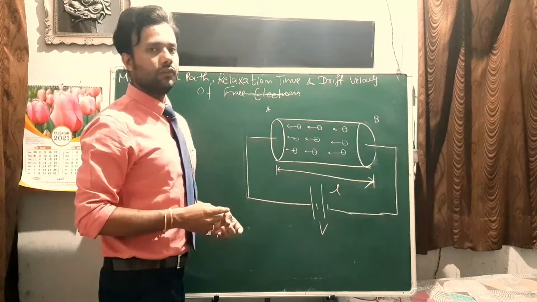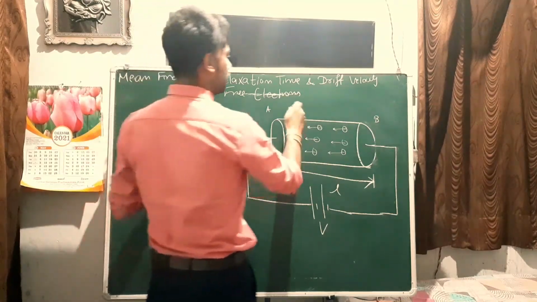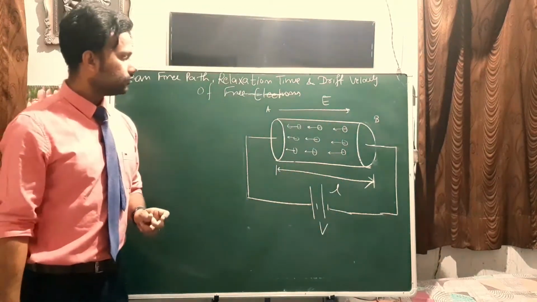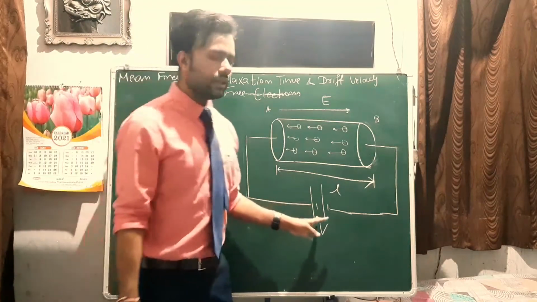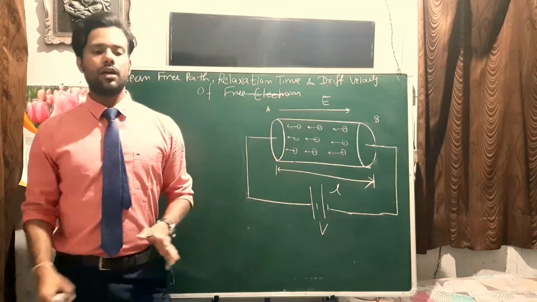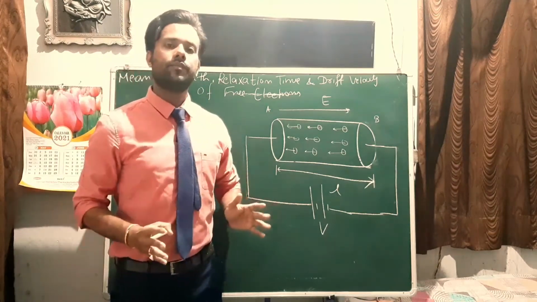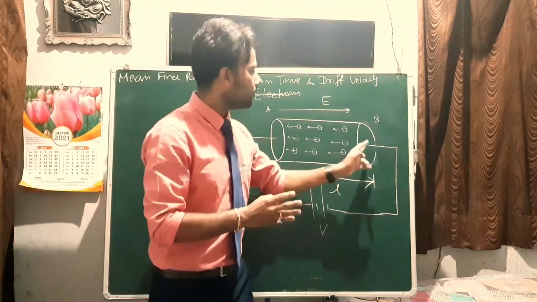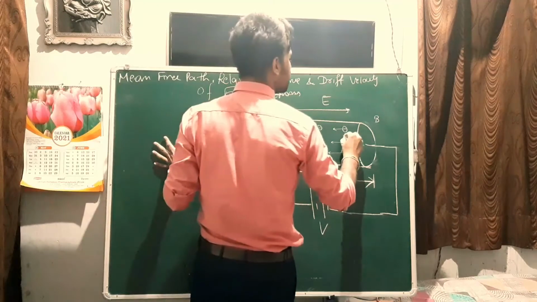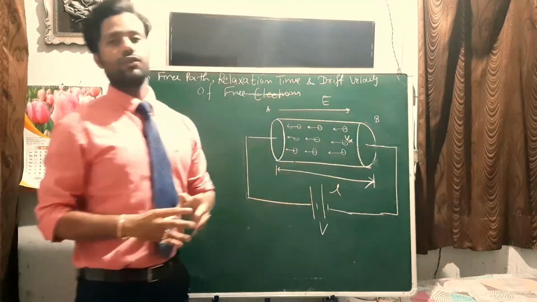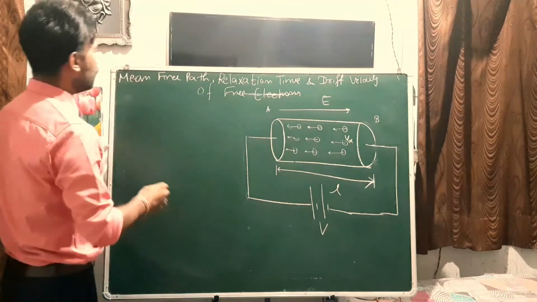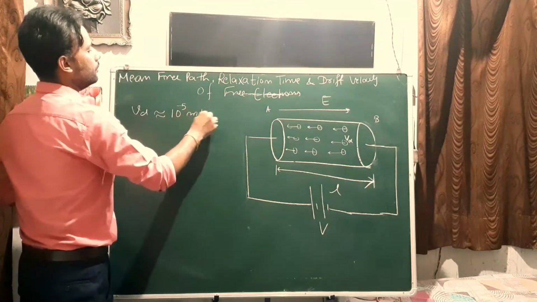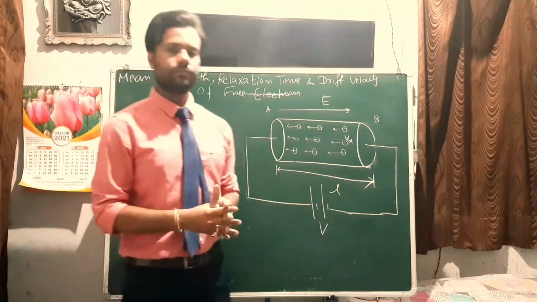What will be the direction of the electrical field? It is always from positive to negative charge. So this will be the direction of the electrical field, right? Now by connecting the voltage, all of these electrons start moving in a unidirectional way. They acquire a constant velocity in the direction from B to A, and that velocity is known as Vd, the drift velocity. This drift velocity is of the order of 10 to the power minus 5 meter per second. So that means it is quite a small velocity.